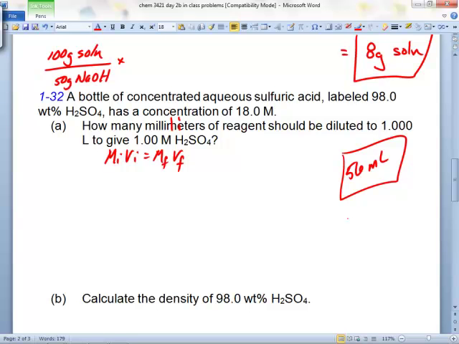Do you care about rounding? No, the only time you really care is when it says report your answer to the correct number of sig figs. Later on, when we do start worrying about sig figs, I think that's even next, then we are worried. Now it doesn't say so.